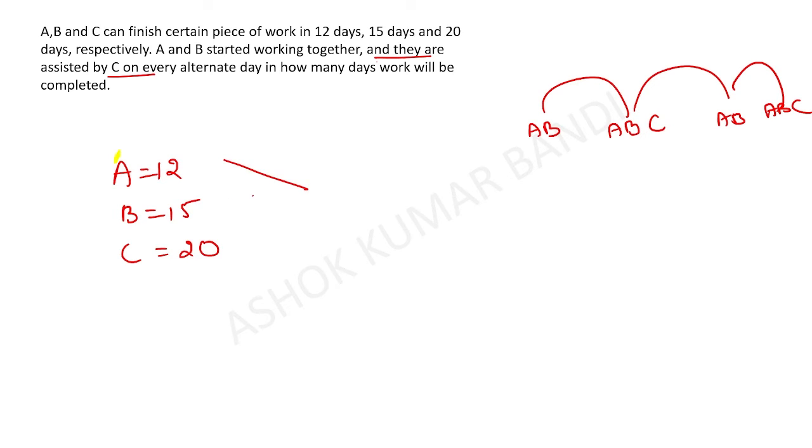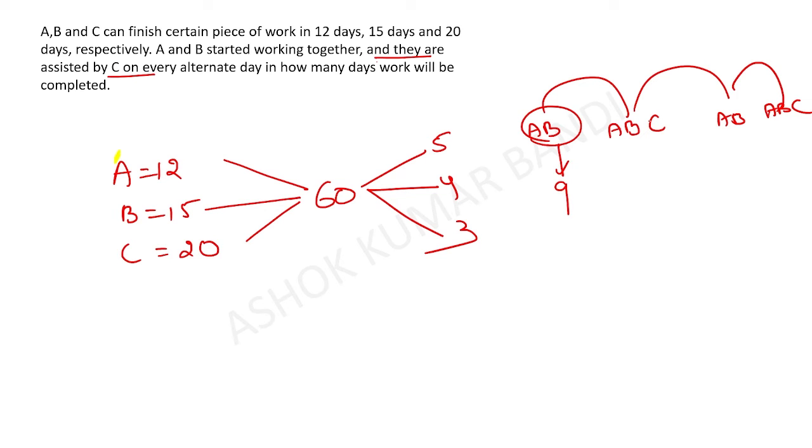So the first step is very simple. Simply find the LCM. We have LCM as 60. So A can eat 60 chocolates in 12 days, means 5 chocolates per day. B 4 chocolates per day. C 3 chocolates per day. So on the first day AB is eating, so they can eat 9 chocolates. On the second day ABC are eating, that means they can eat 12 chocolates.